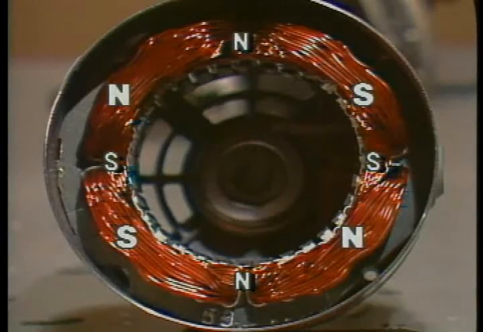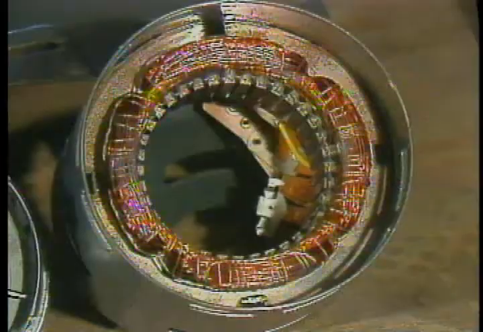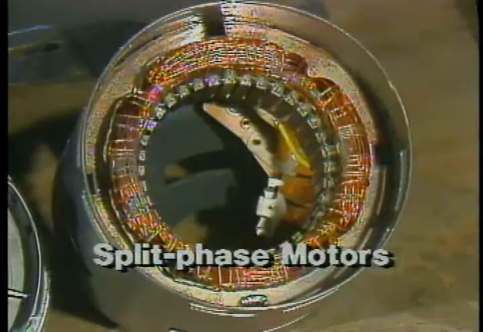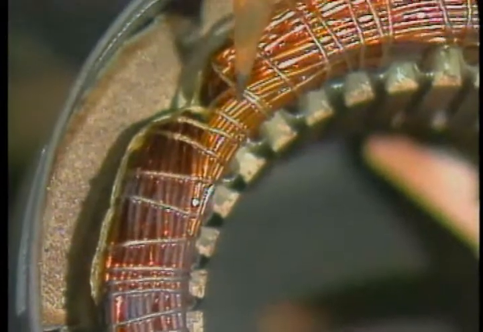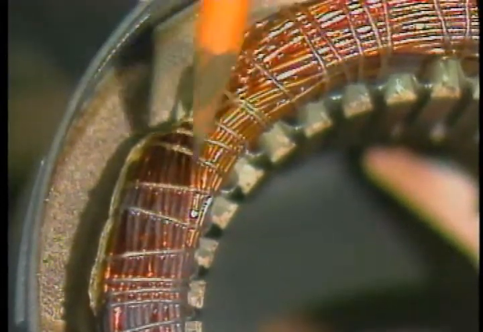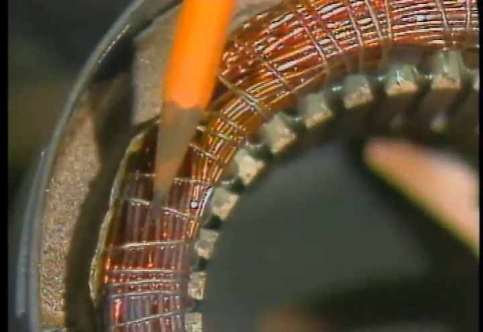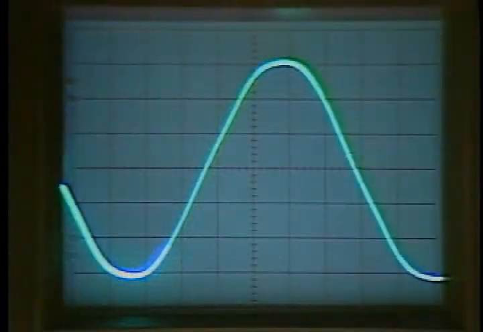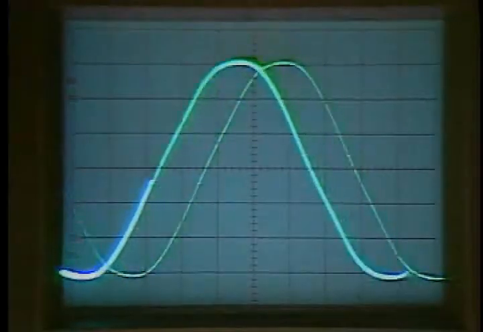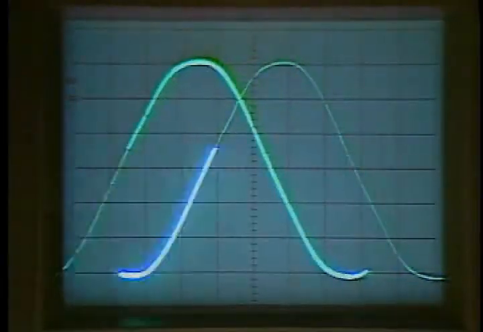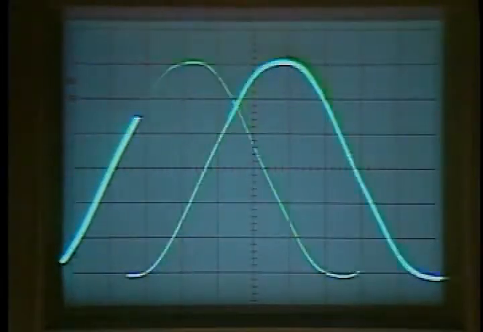There are several types of single-phase induction motors using this basic arrangement. In a split-phase motor, the start winding uses many turns of wire that is finer than the wire used in the run winding. Because the start winding is more like a resistor and the run winding is more like an inductor, the currents in the start and run windings are out of phase with each other. Current to the motor has been split into two out-of-phase parts.